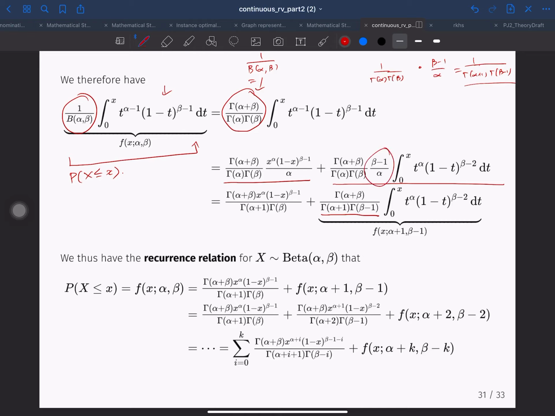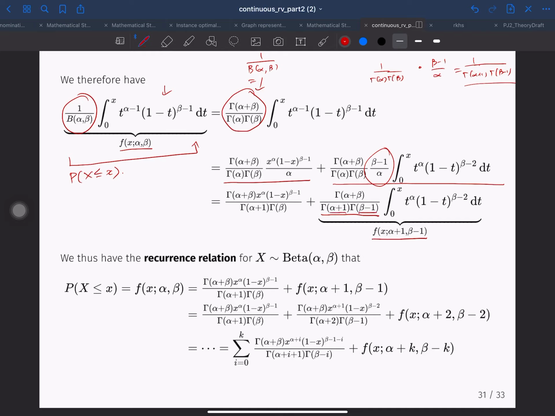So now if we define this term here as F x alpha beta, then we see that this term here can now be F x alpha plus 1, beta minus 1 by pattern matching. So you have alpha plus 1 factorial, beta minus 1 factorial.